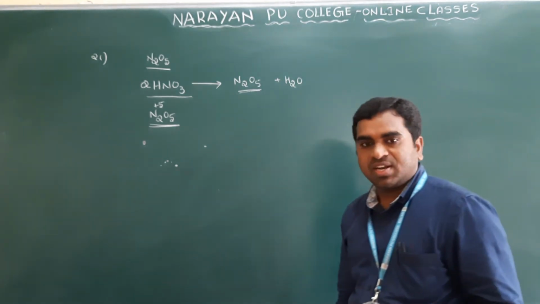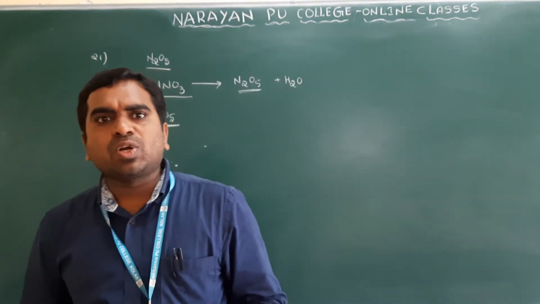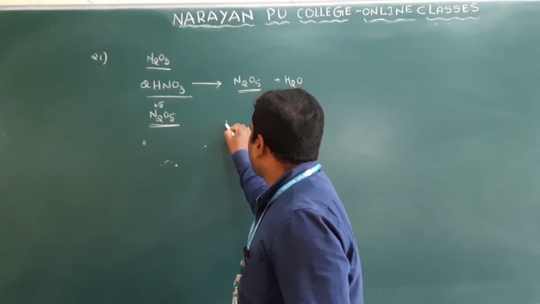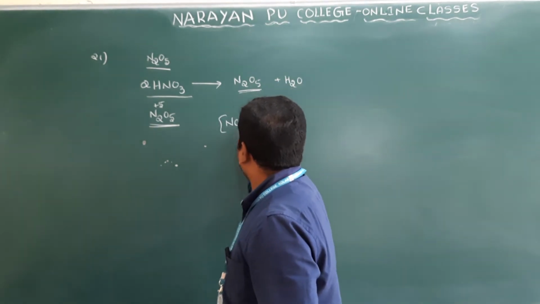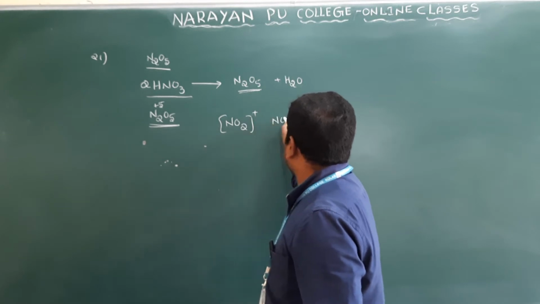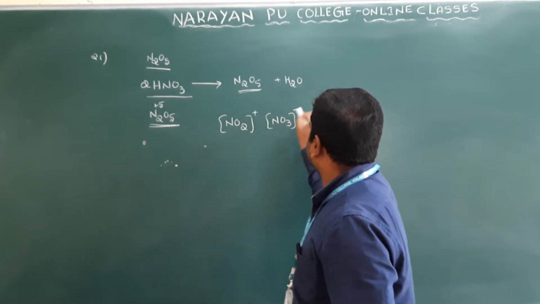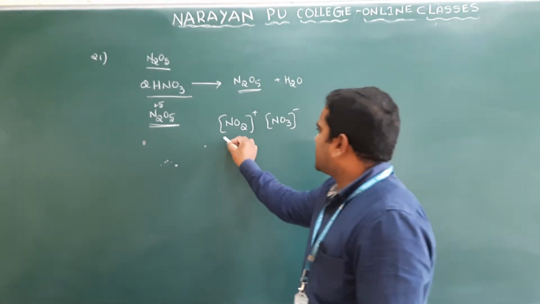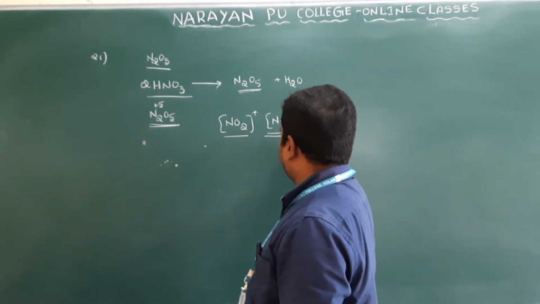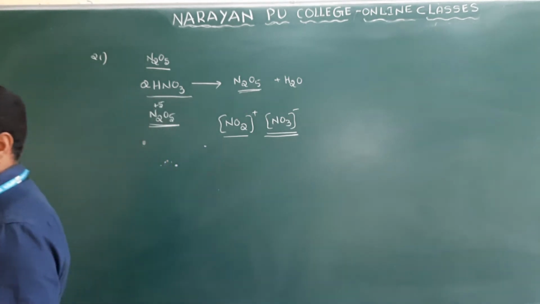This I also mentioned here. Nitronium nitrate. In the solid state, it exists as NO2+ and NO3-. In the solid state it is in the ionic form. So that's why this is nitronium nitrate.